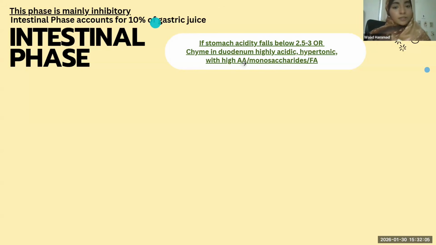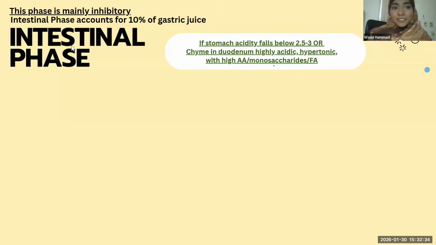Or if the chyme in our duodenum, and chyme is basically what comes out of our stomach and enters our small intestines, that's all what chyme is, if it is highly acidic, again, this can damage the walls of our duodenum. Or if it is hypertonic, and hypertonic means very concentrated, like it's not diluted at all, or it has very high amino acids, monosaccharides, or fatty acids, meaning that it didn't properly get broken down, or again, it's not diluted. Then we have to take action.